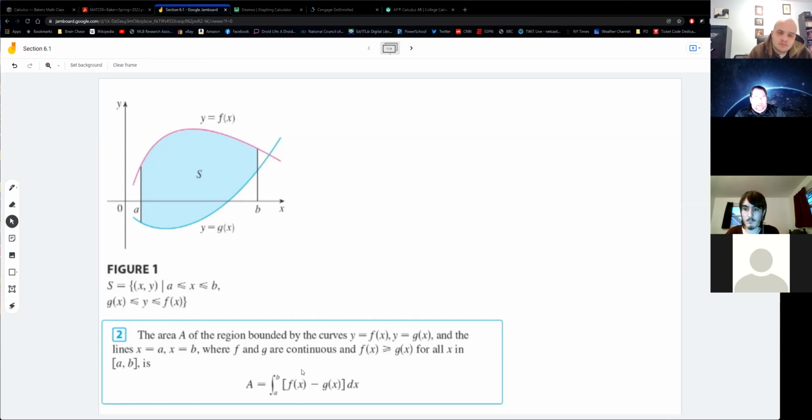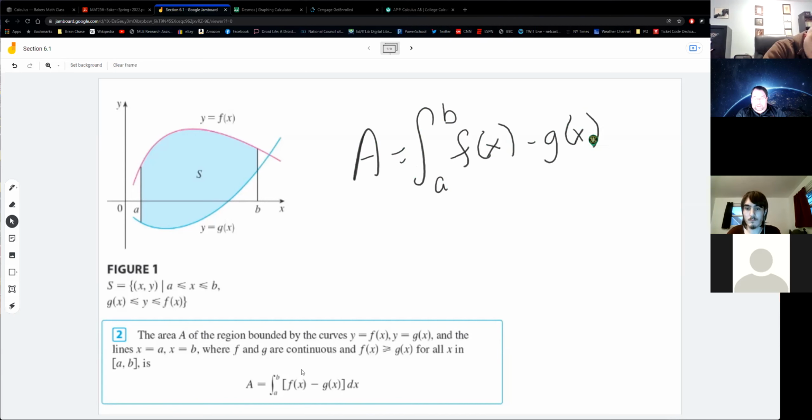So there's the equation right down there. Area equals the integral of f of x minus g of x. That's the integral that we're going to be working with. The f of x is your top equation and the g of x is your bottom. That's important. Otherwise, you're going to get a negative value and it doesn't make much sense. So f of x is your top and g of x is your bottom.